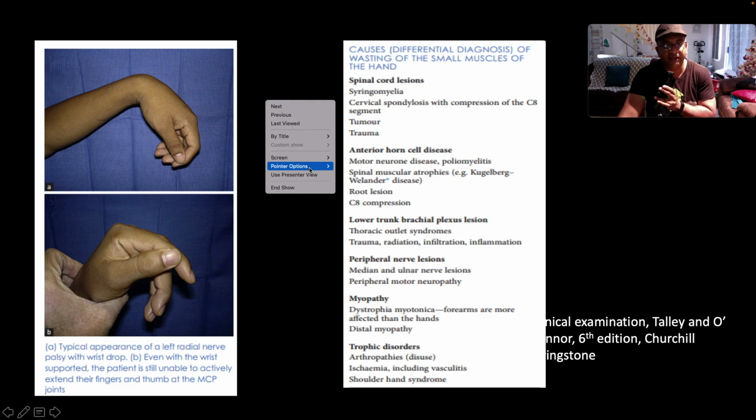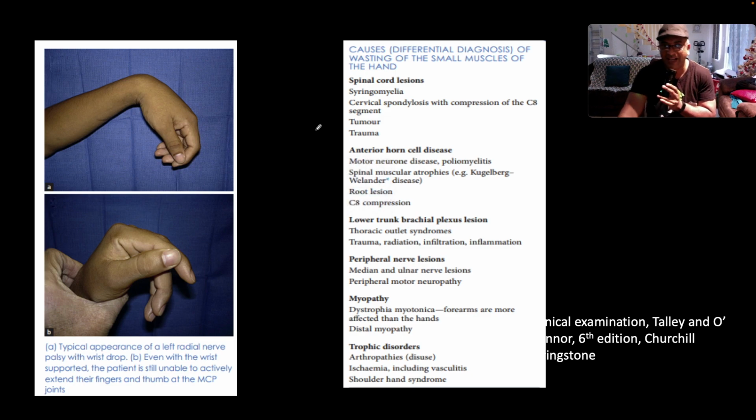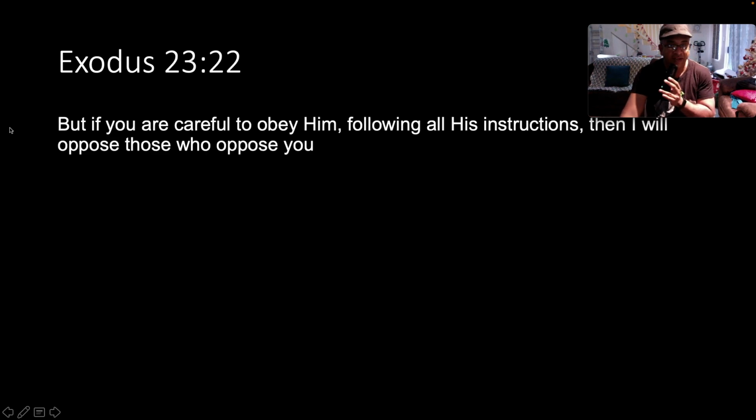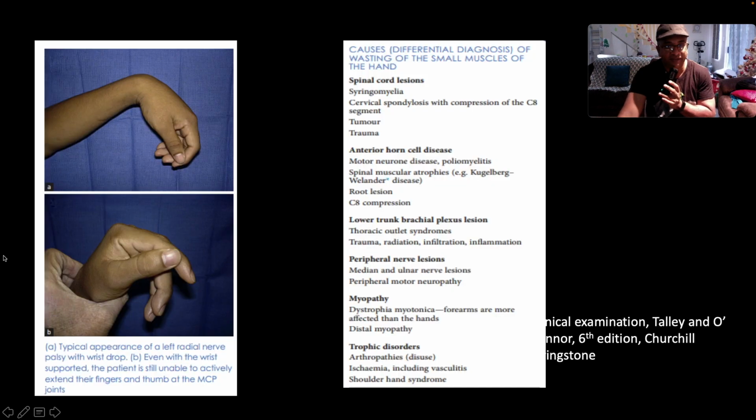Okay, here we're looking at the so-called Saturday night palsy. Not Saturday night fever, Saturday night palsy on the back of radial nerve involvement. The typical appearance of left radial nerve palsy with wrist drop. Even with the wrist supported, as in picture B, the patient is still unable to actively extend their fingers and thumb at the metacarpophalangeal joint.